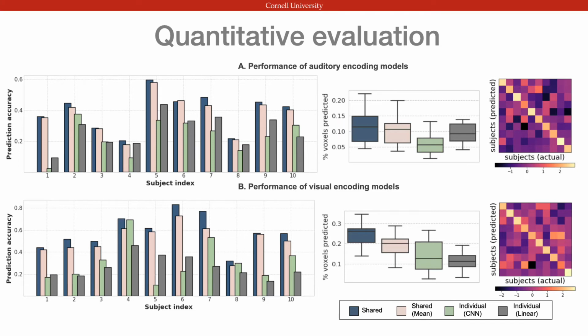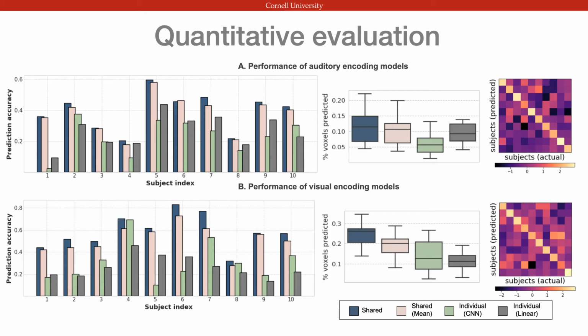The top row shows the performance of all auditory encoding models, whereas the bottom row shows the performance for visual models. In both cases, we find that the shared encoding model consistently performs better than individual encoding models that are trained separately on single subjects in terms of both the mean correlation as well as the number of voxels that show significant correlation between the predicted and measured response values.